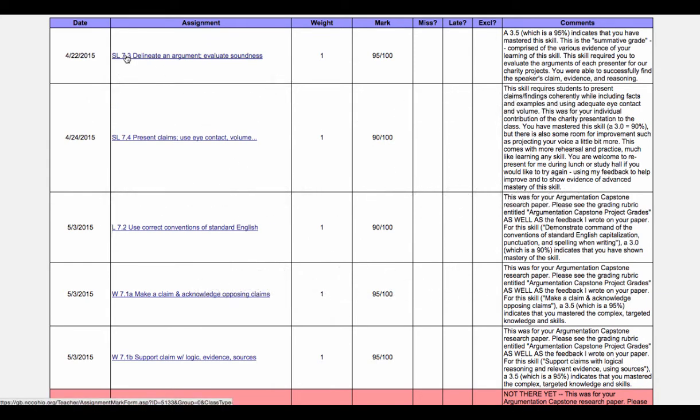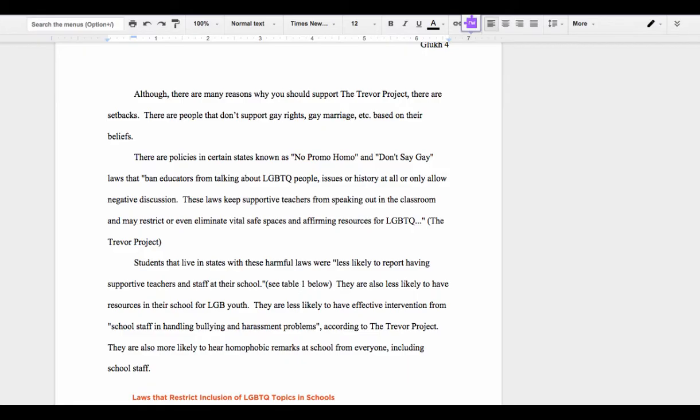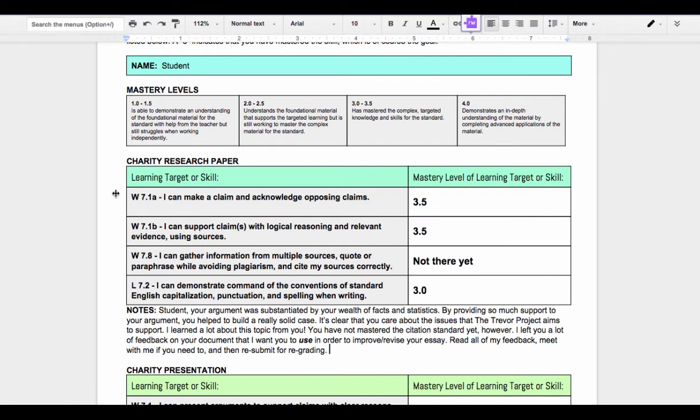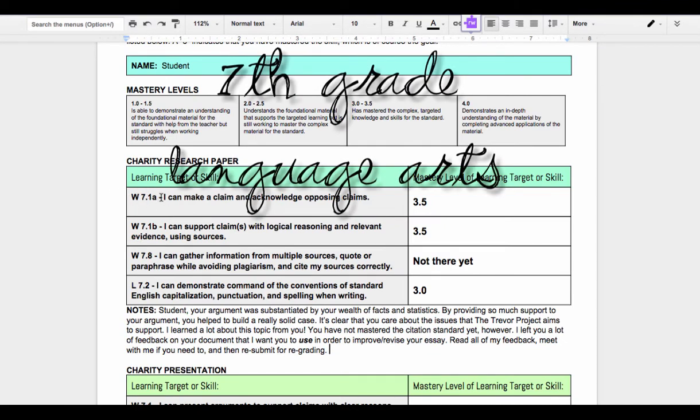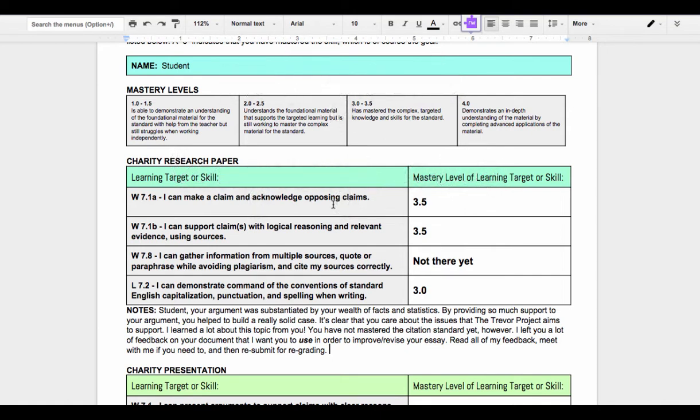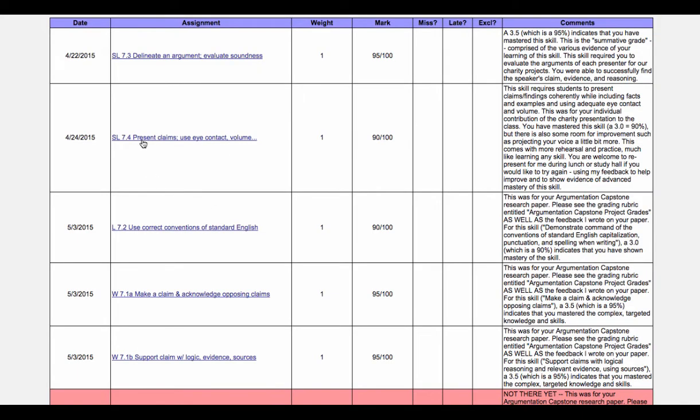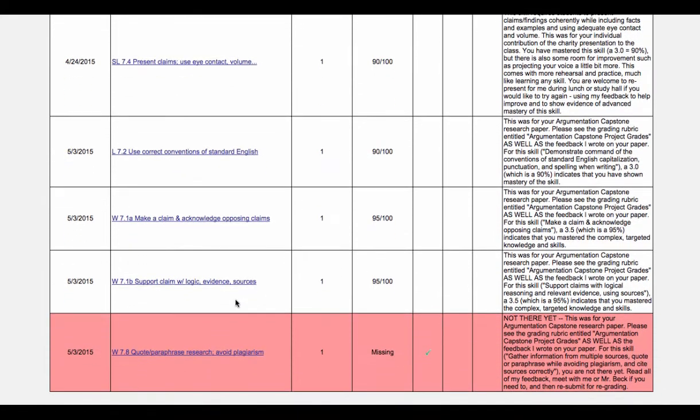So you'll notice a lot of the standards that was just on, if I go back to this document, whoops, not that one. You'll notice these, like, this is literally the name of the standard, W7.1a. I can make a claim and acknowledge opposing claims. I can support claims with logical reasoning and relevant evidence. You're going to notice those over here. Some of them have abbreviated names because it only lets you type in so much.